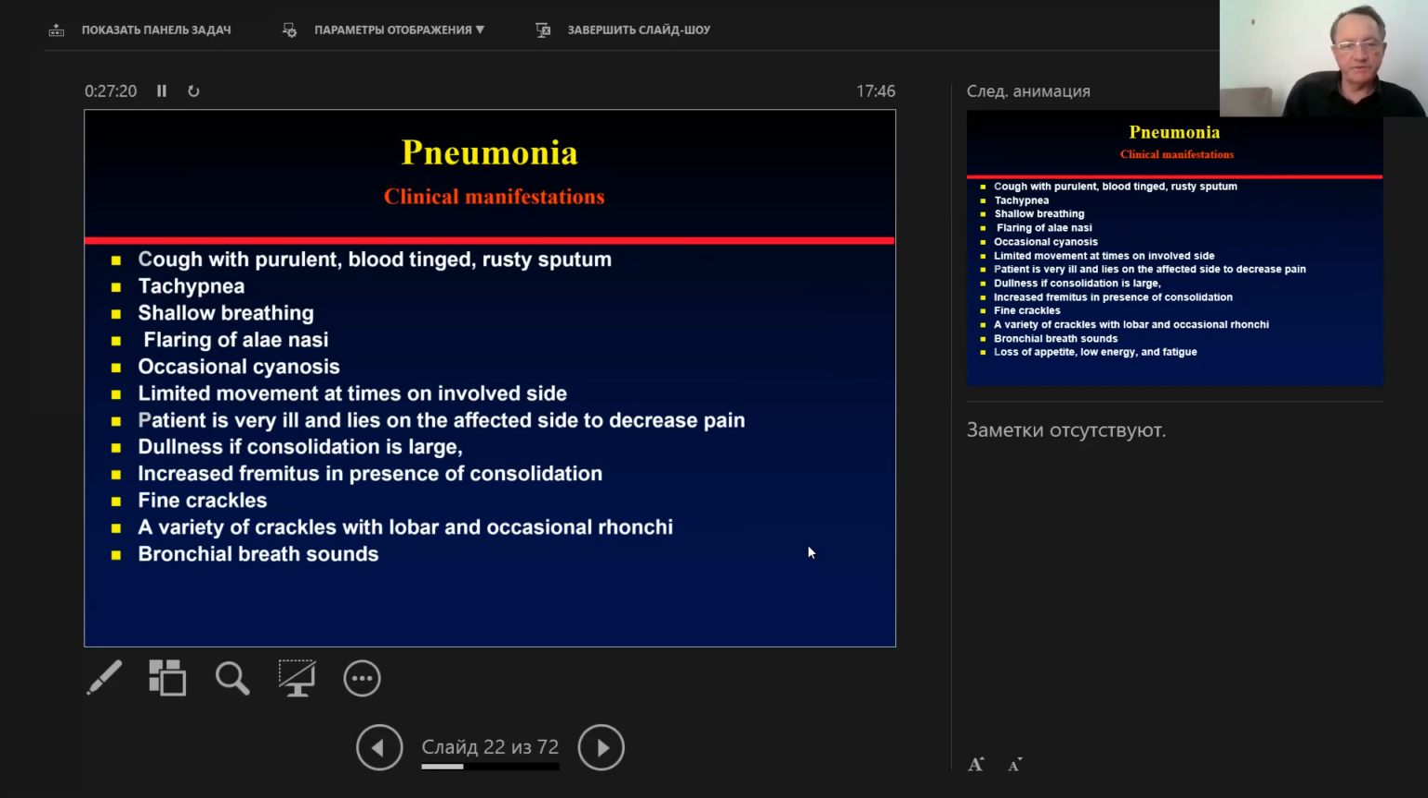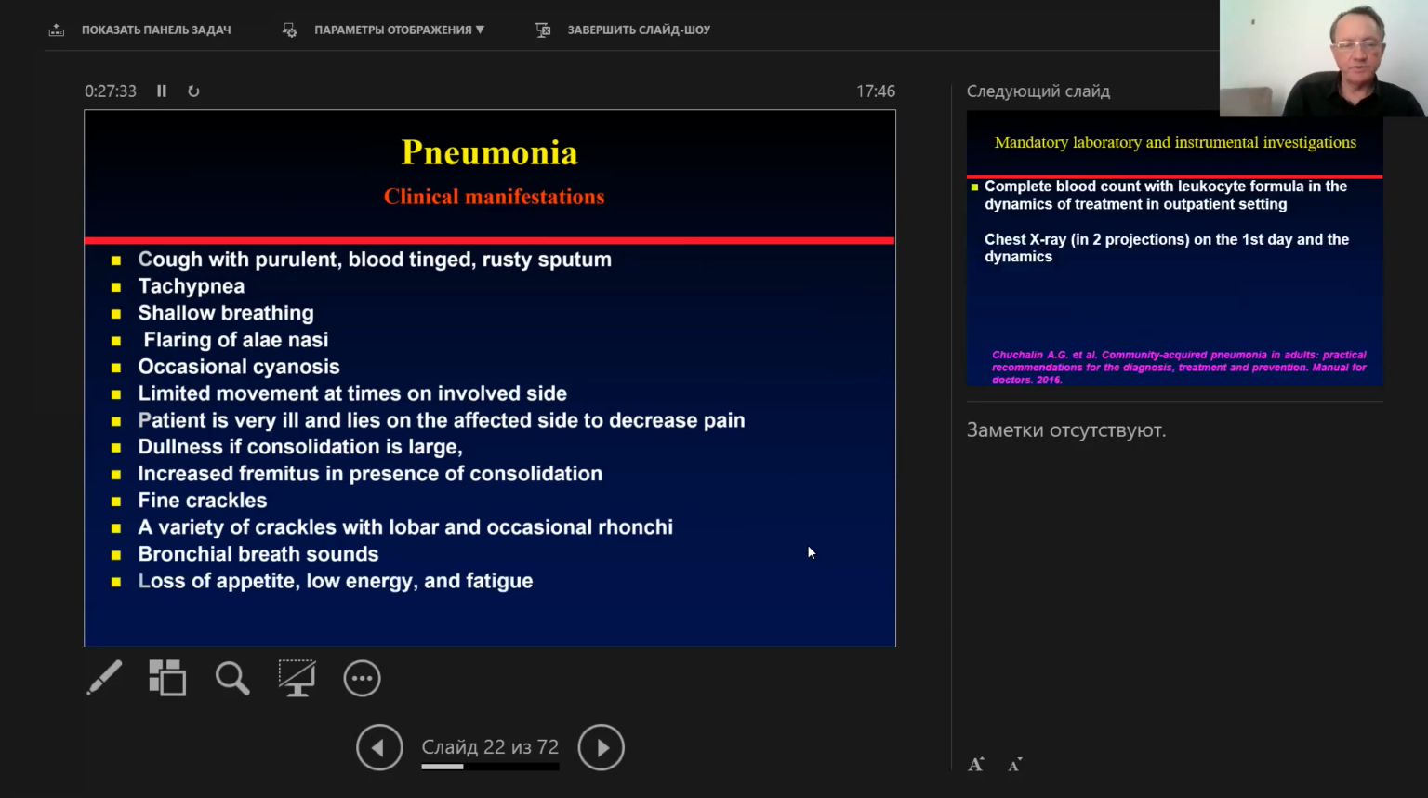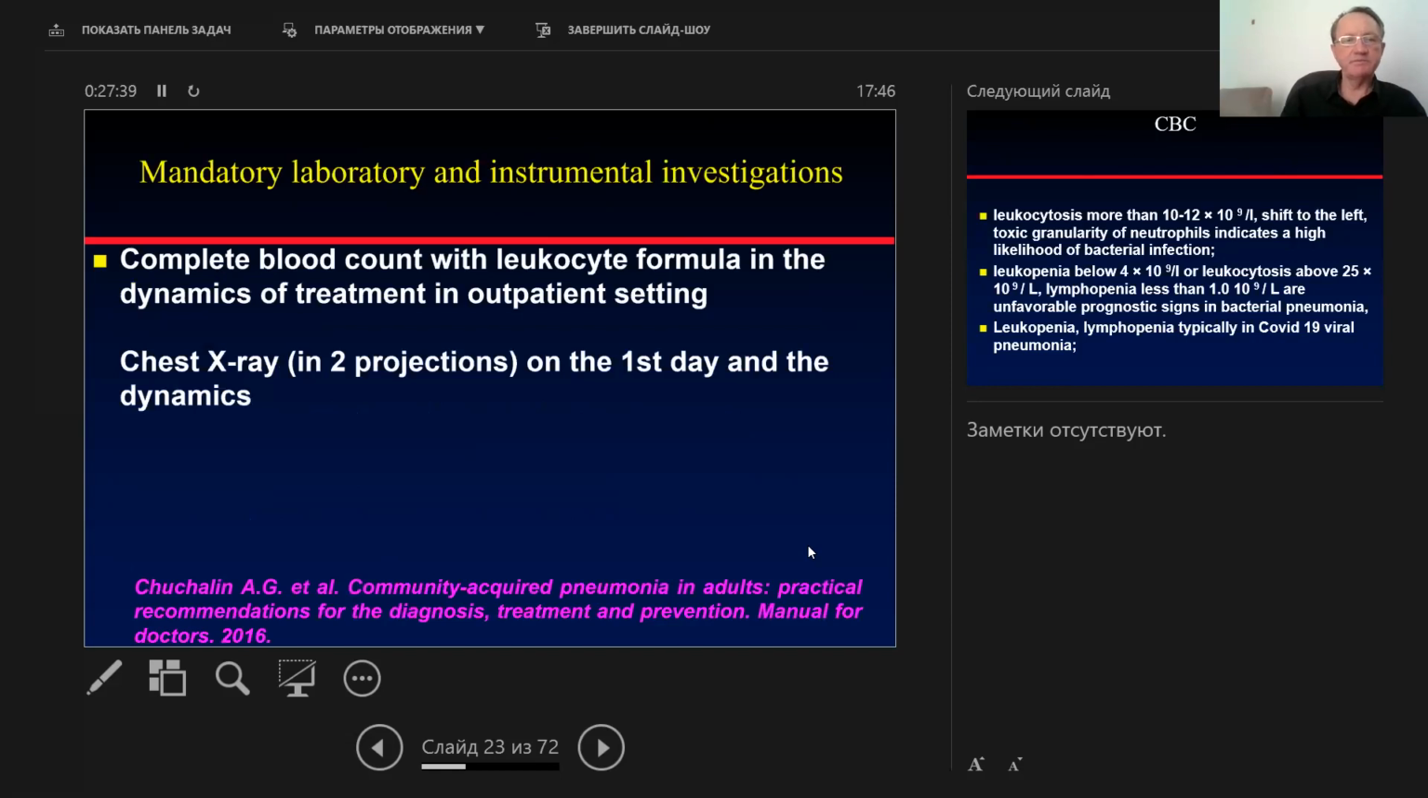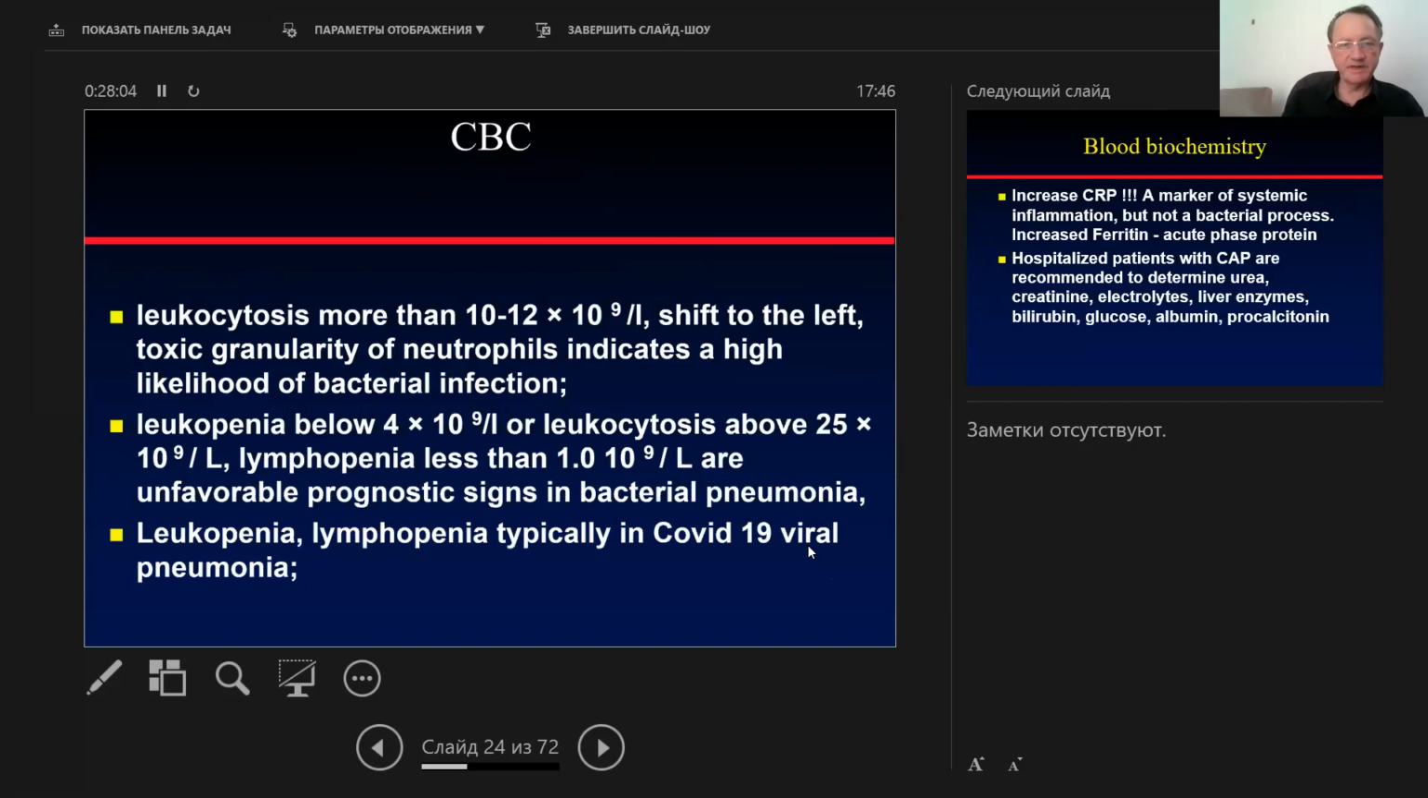A variety of crackles with lobar involvement and occasional rhonchi, maybe moist rales, mostly in case of affection of surrounding bronchi. Bronchial breath sound, loss of appetite, low energy, fatigue. And mandatory laboratory and instrumental investigations include complete blood count with leukocyte formula in the dynamics of treatment, in outpatient and inpatient settings, and chest X-ray in two projections on the first day, and we should also monitor the dynamics.